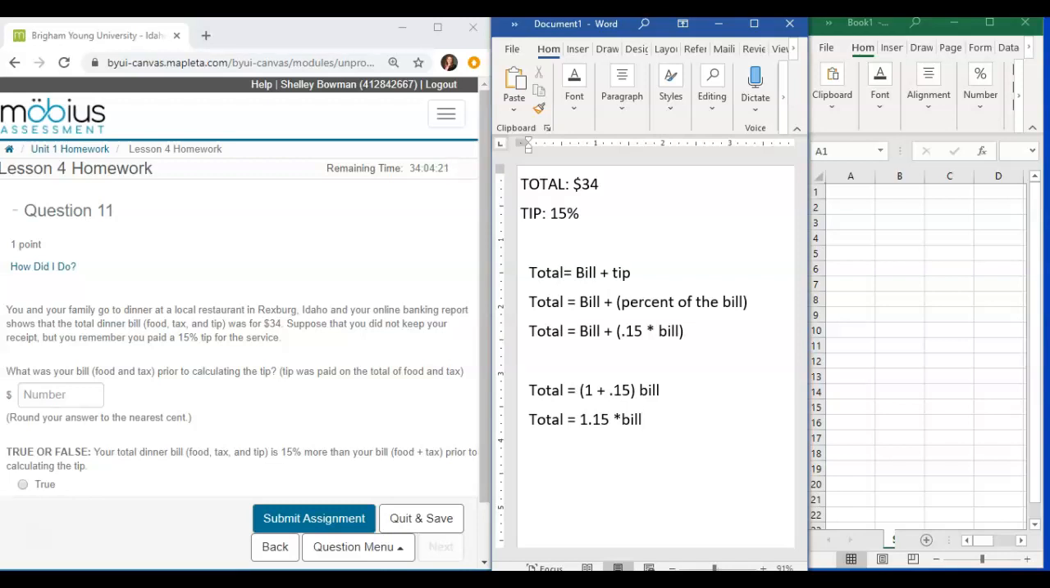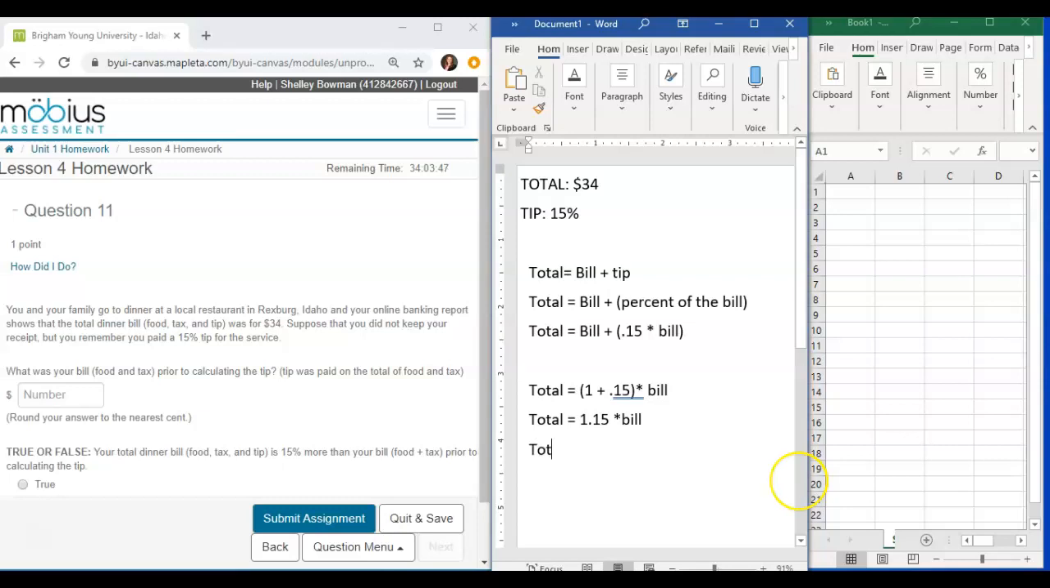Either way is fine, and as you're working through your own problems, use whatever way works best for you. If you prefer making a logical break-it-down sort of thing, writing it out in English and then translating that, that's fine. If you already are comfortable understanding that it's 100% plus the extra whatever it is, that works too. If we were calculating tax in this one, it would be 100% plus the tax. In this case, it was the tip. So since I have it down here, I'm going to go ahead and just use this one.